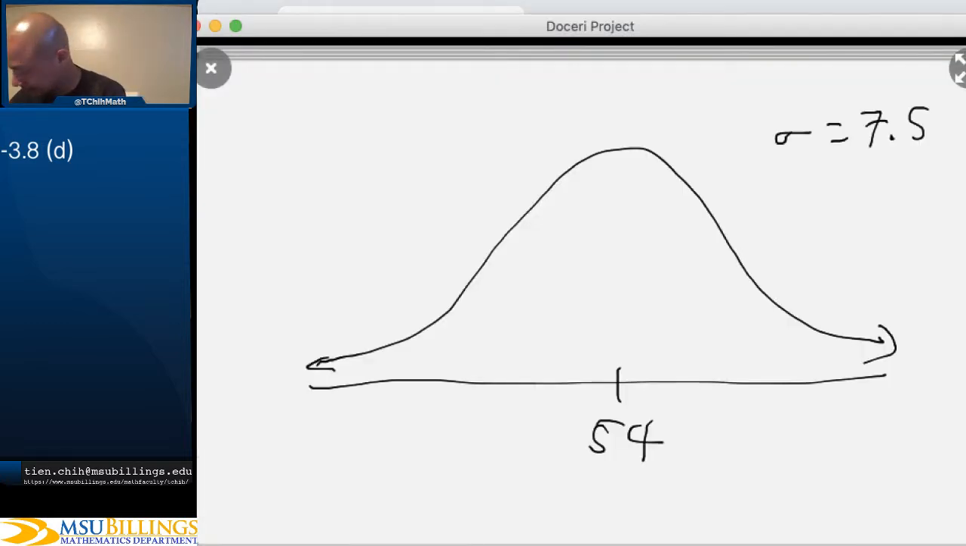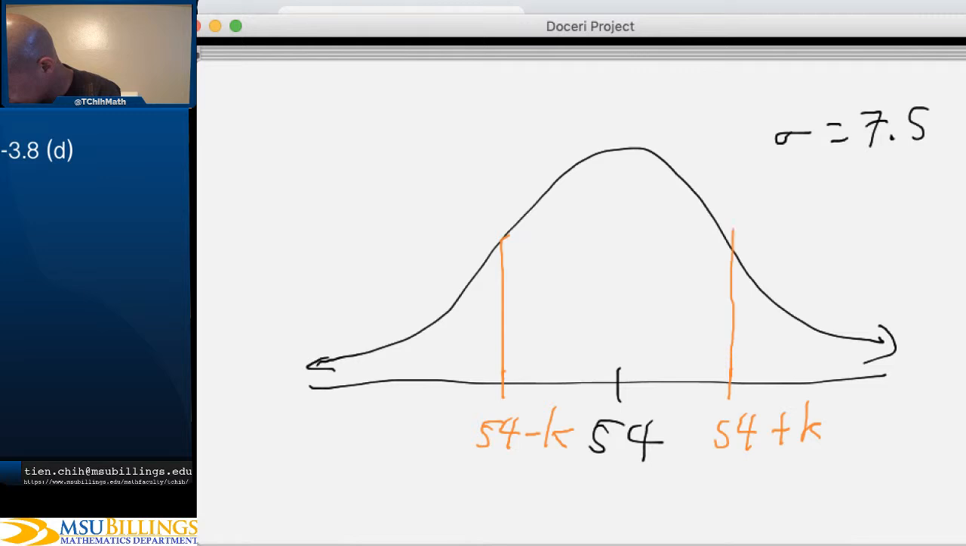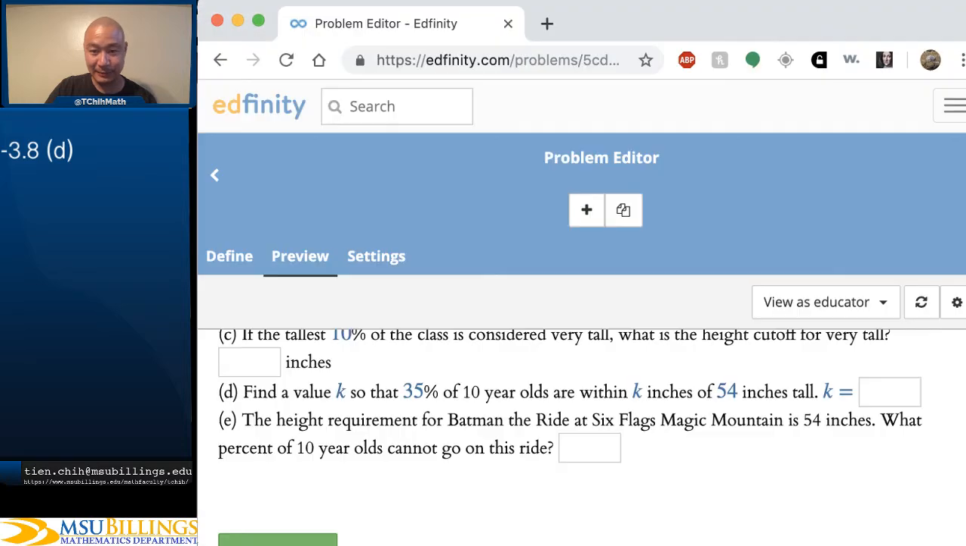That means there's some number. Let me switch things up here. Let's go with orange. Say, so over here somewhere, here's 54 plus k. Over here somewhere is 54 minus k, and the claim here is that this area here is, let me check the exact number, is 35%.